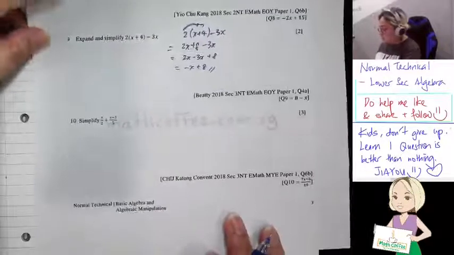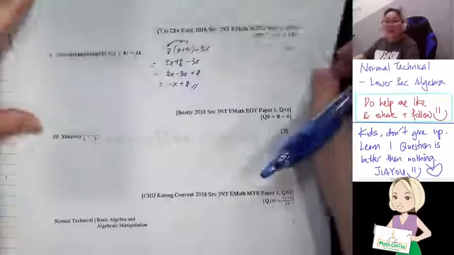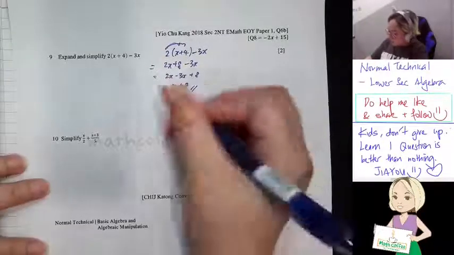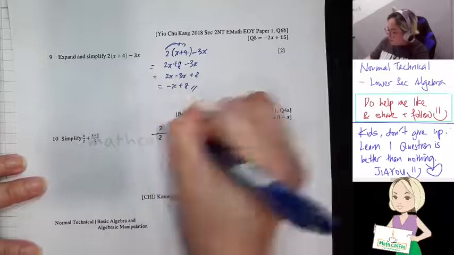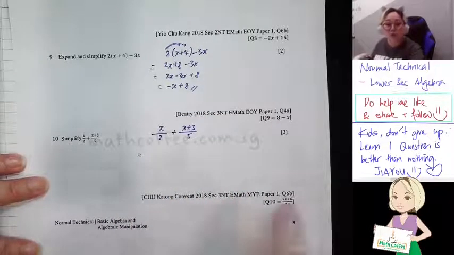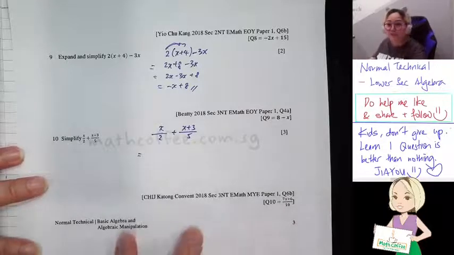Okay, so we are now at the last question for the day. Again, this is combined to a single fraction. So we have x over 2 plus x plus 3 over 5. So by now you should know that you're going to change them to the same denominator.